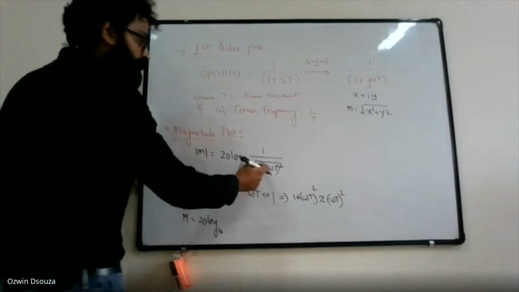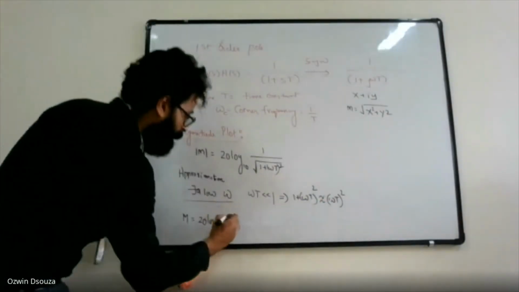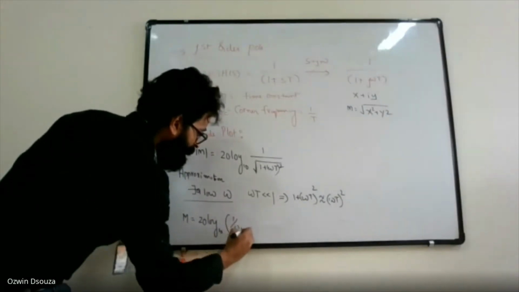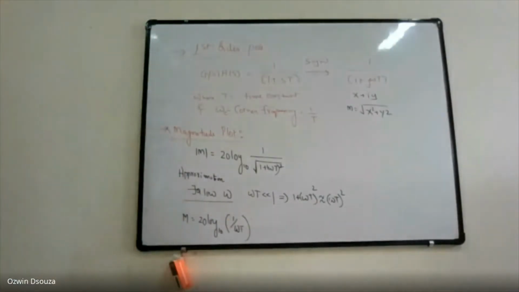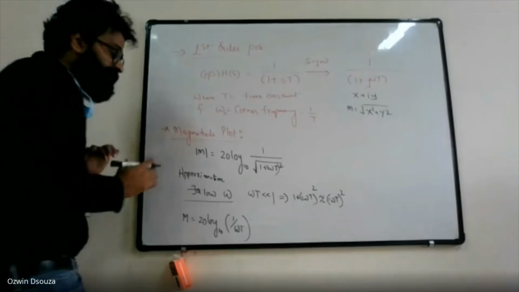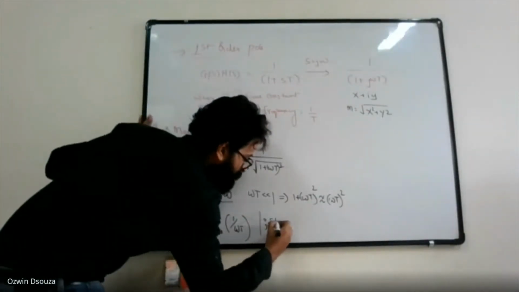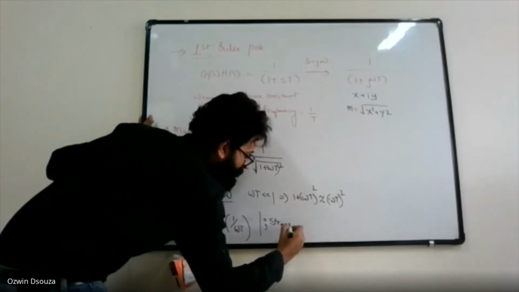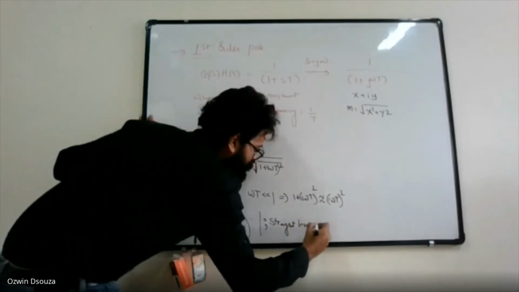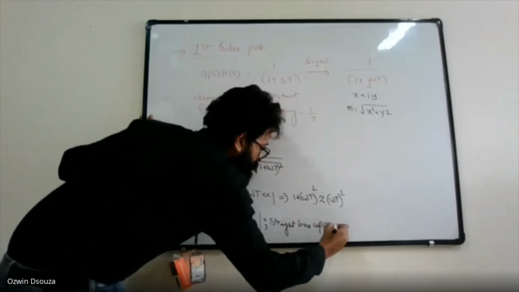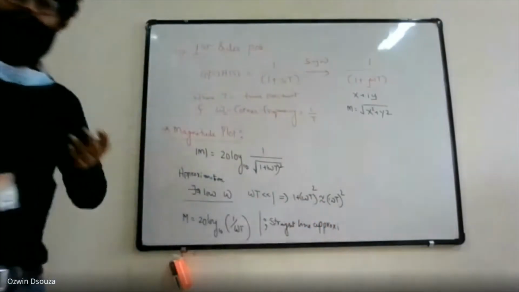And what do we have? Under root omega t the whole square, or it is simply 1 by omega t. Okay. So this is basically called straight line approximation. You can write a comment: this is called straight line approximation.